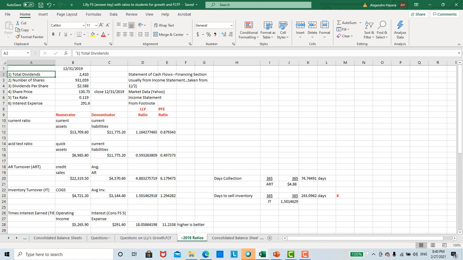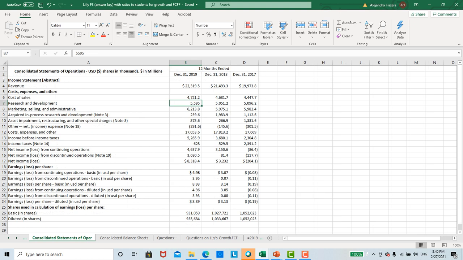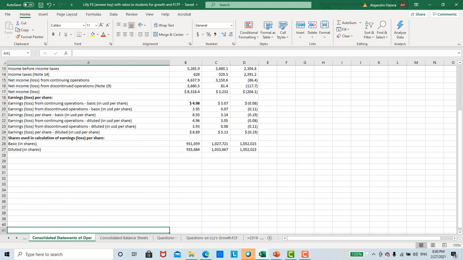Whenever you look at financial statements, please start by looking at the top of the income statement, especially. You'll notice that it says right here, shares are in thousands, dollars are in millions.